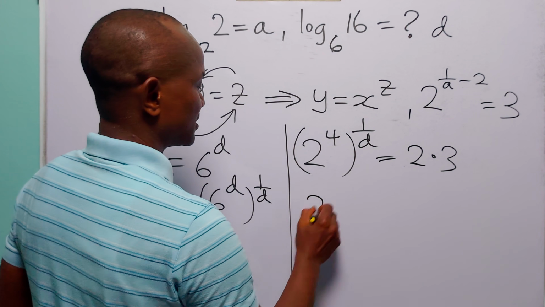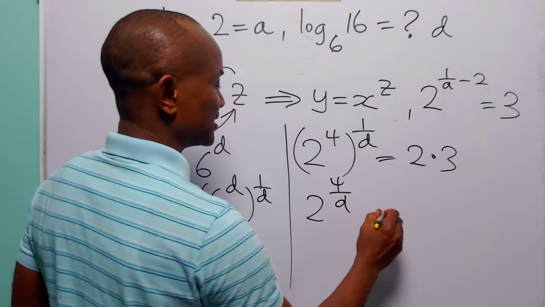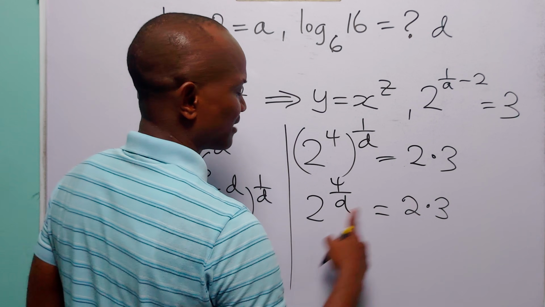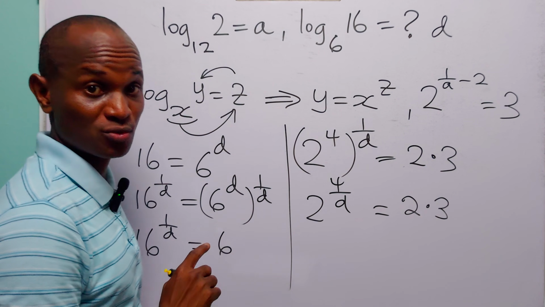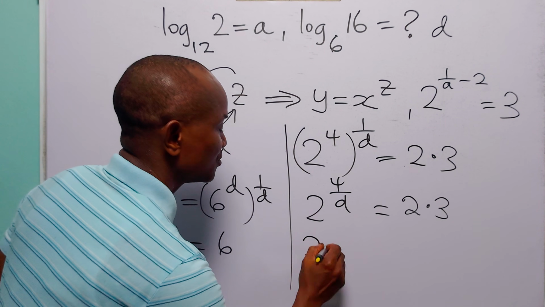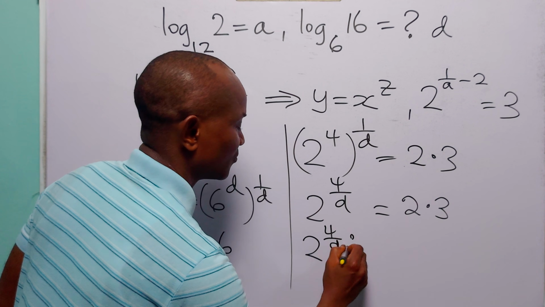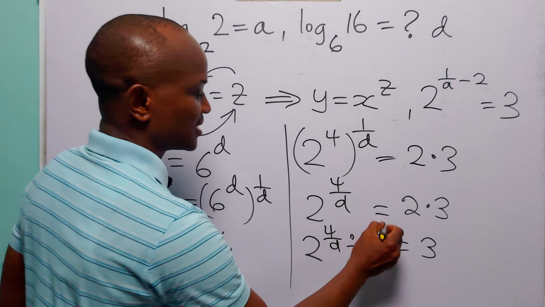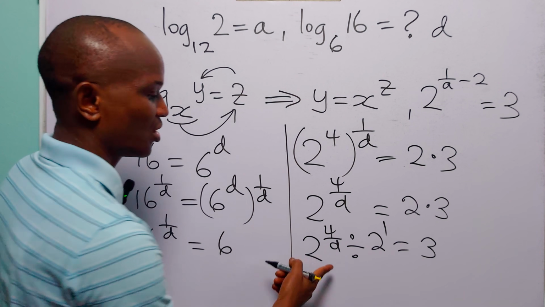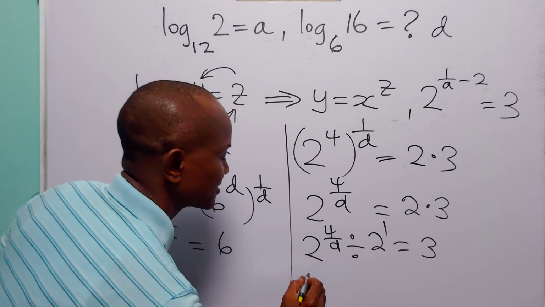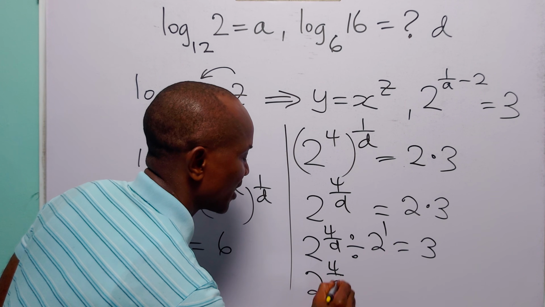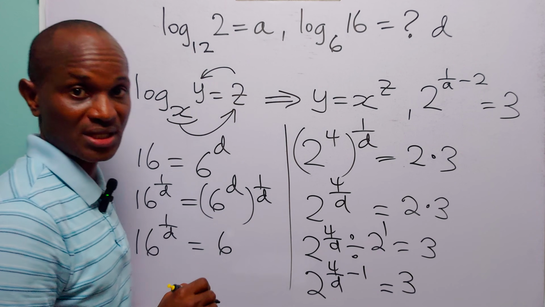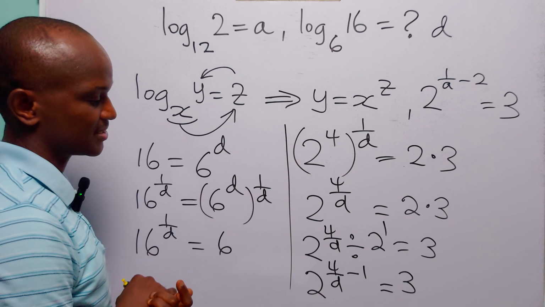4 times 1 over d is 4 over d. This is equal to 2 times 3. Let us divide both sides of this equation by 2. When we do that, we have that 2 to the power 4 over d divided by 2 is equal to 3. Of course, this is 2 to the power 1. Once more, we can write the left-hand side as 2 to the power 4 over d minus 1. And this is equal to 3, of course, from our laws of indices.